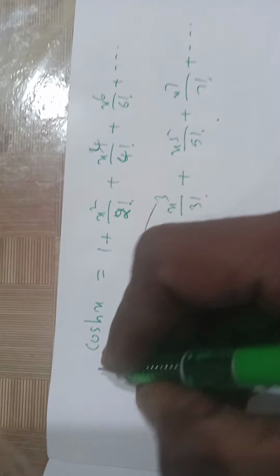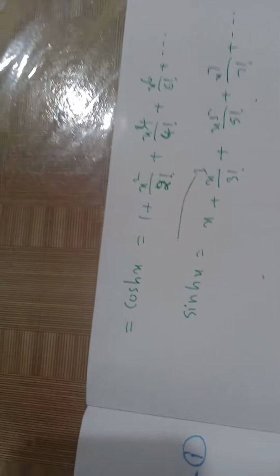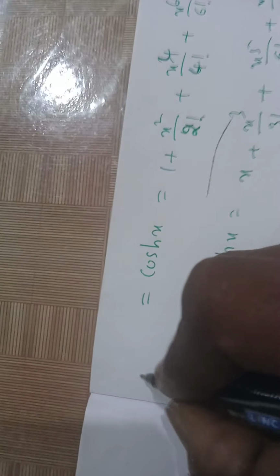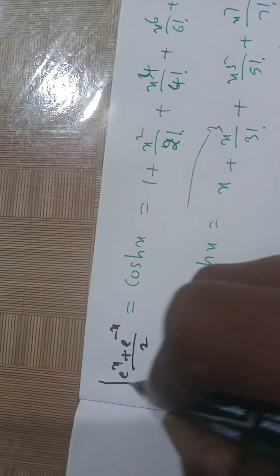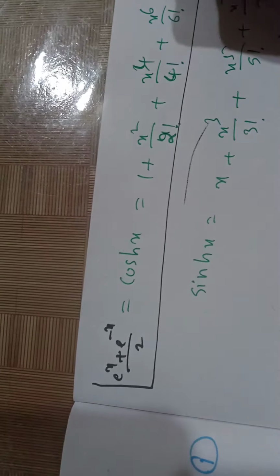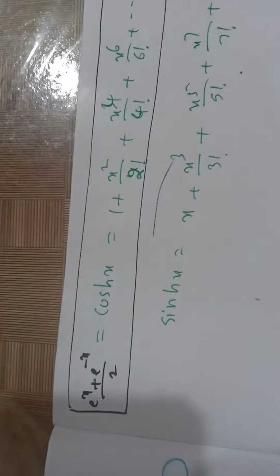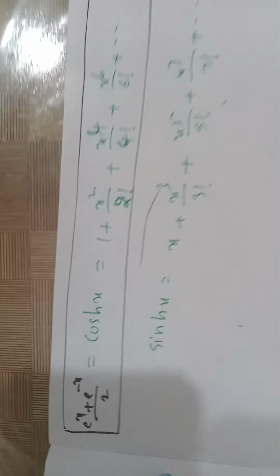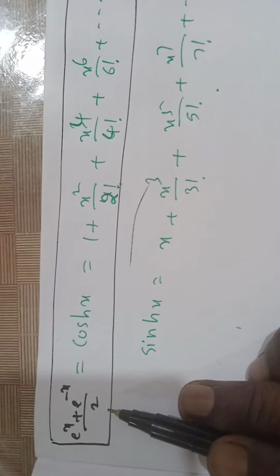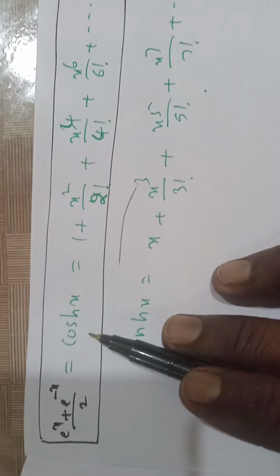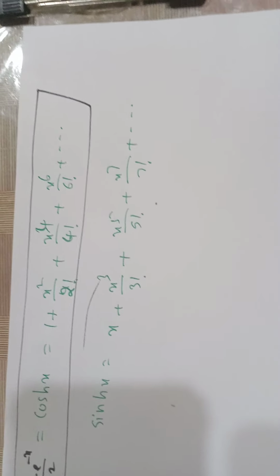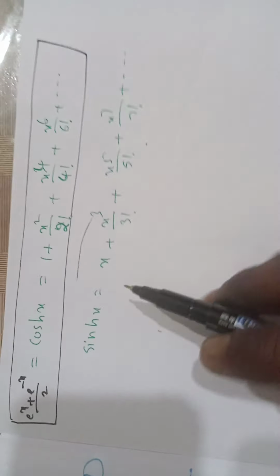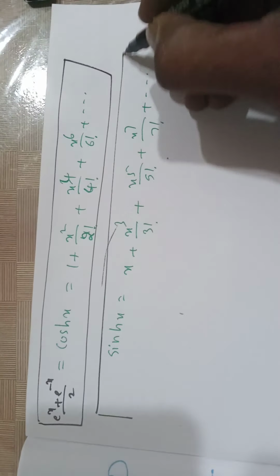Now both of them are equal to this, the same as e to the power of x plus e power minus x by 2. You need to remember this cos hx formula and series. So wherever cos hx appears, you can write e power x plus e power minus x by 2, and the series of cos hx is 1 plus x square by 2 factorial plus x power 4 by 4 factorial and so on. And wherever sin hx appears, you can write e power x minus e power minus x by 2.